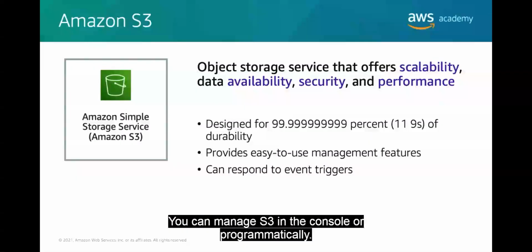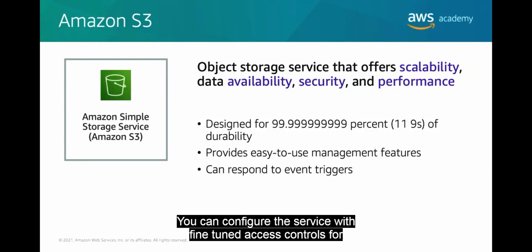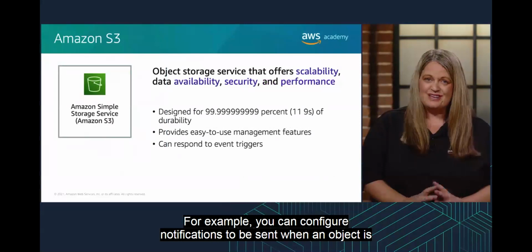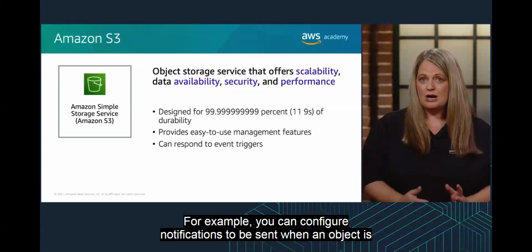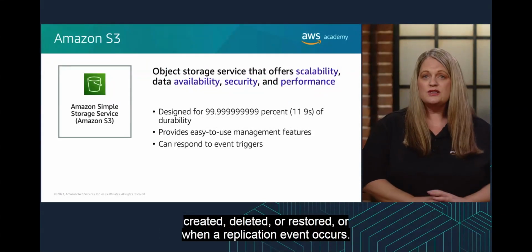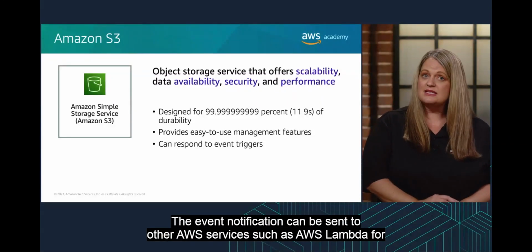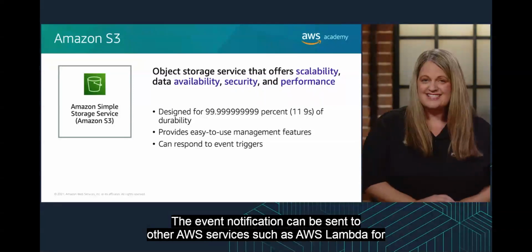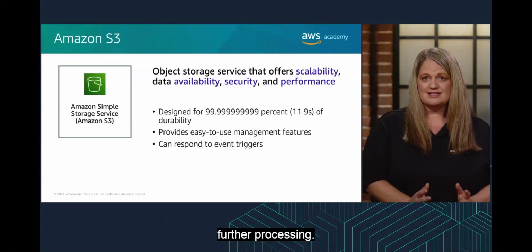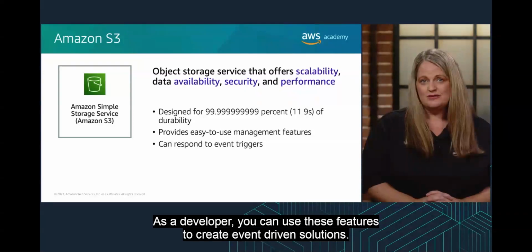You can manage S3 in the console or programmatically. You can configure the service with fine-tuned access controls for specific business goals or compliance requirements. You can also configure S3 to generate event notifications. For example, you can configure notifications to be sent when an object is created, deleted, or restored, or when a replication event occurs. The event notification can be sent to other AWS services, such as AWS Lambda, for further processing. As a developer, you can use these features to create event-driven solutions.